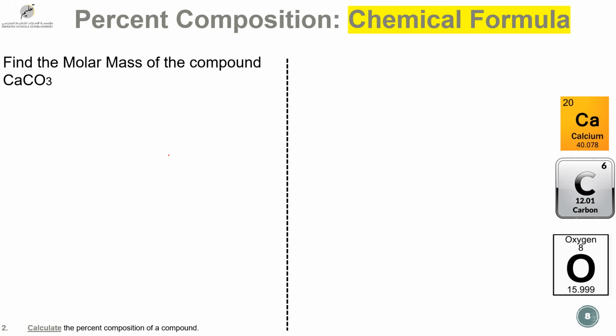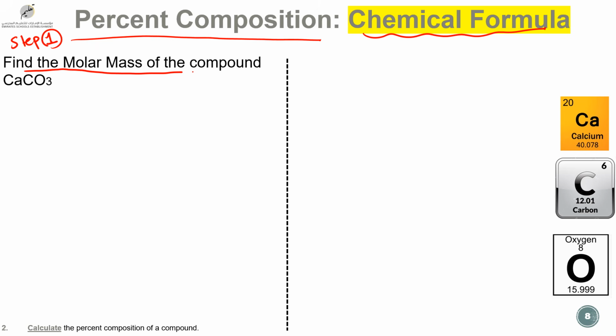Now we will learn about the percent composition, same equation, but not from experimental data. We will not have grams. We will get it from the chemical formula. So the first step, step 1, find the molar mass of the compound.